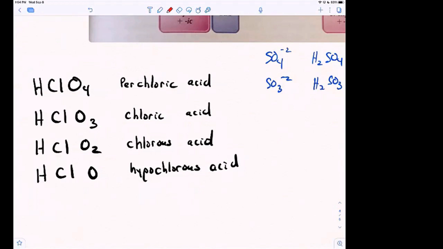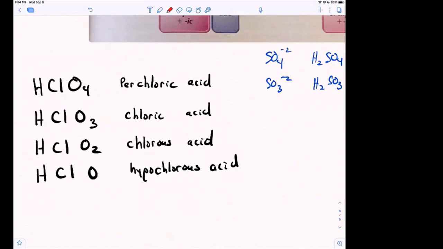And then you can go one up from the ate. So the ClO4 minus, that's the perchlorate ion. So that's one plus oxygen. And if you add a hydrogen, then it's perchloric acid. So that's the naming convention. And I'm going a little bit further than the book has.